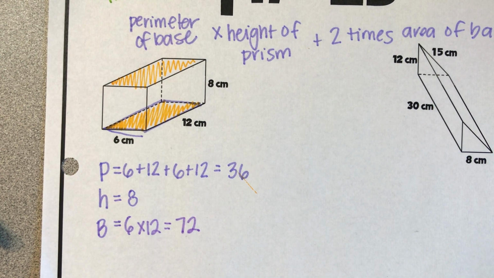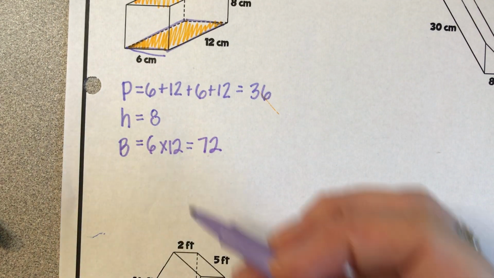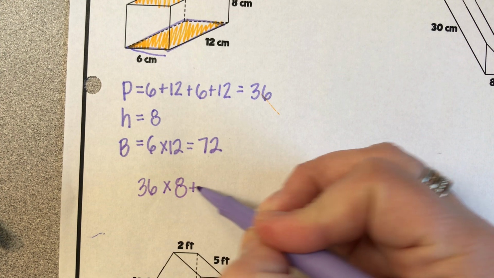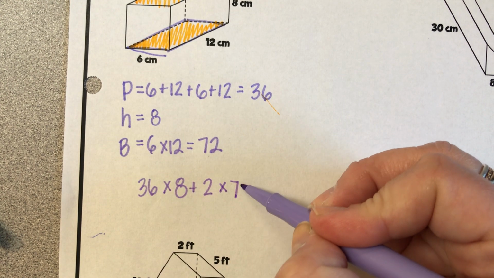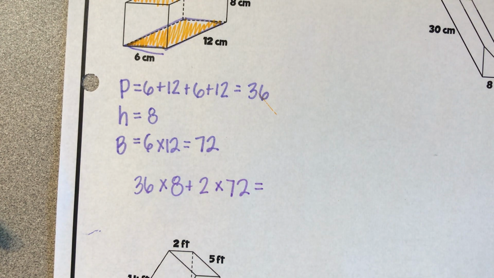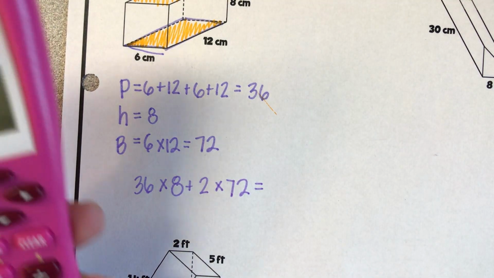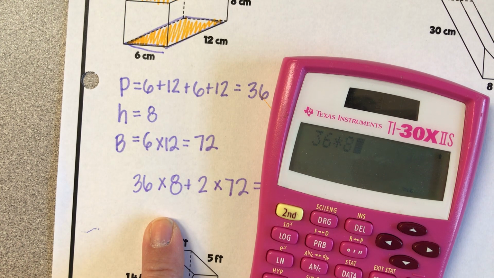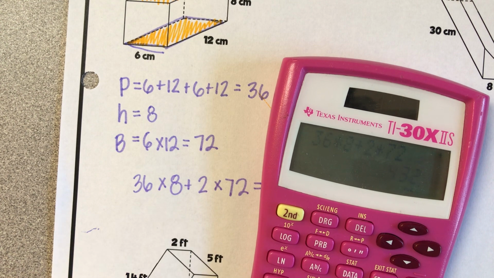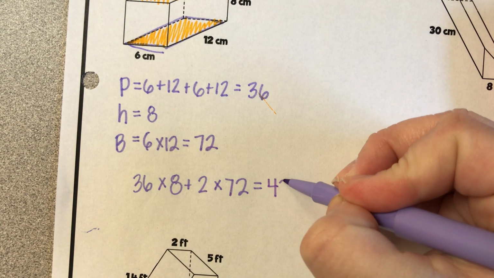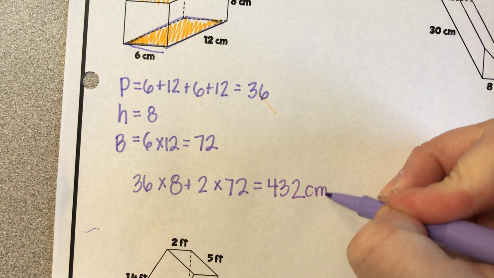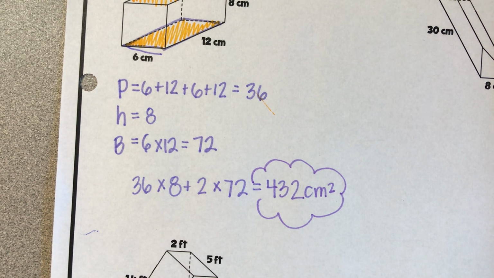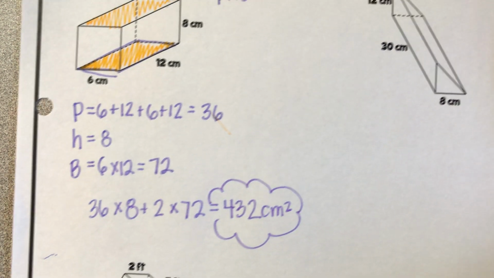So I need P, h, and B. I have those. So perimeter is 36 times the height is 8 plus 2 times the area of the base, which is 72. So I found the 3 pieces, and now I'm going to plug them in. 36 times 8 plus 2 times 72 is 432 centimeters squared. And that's my answer. So perimeter times the height plus 2 times the area of the base.